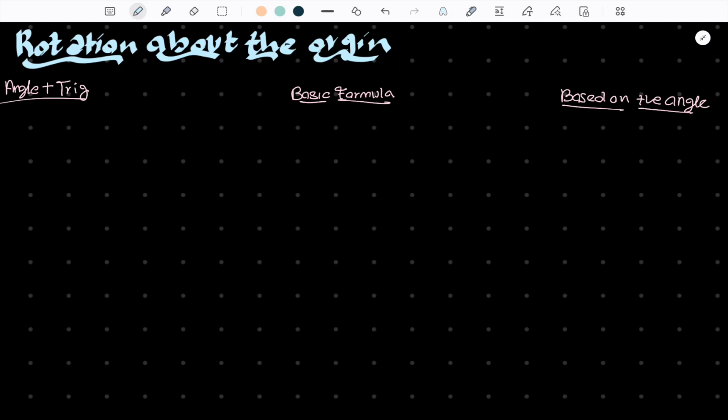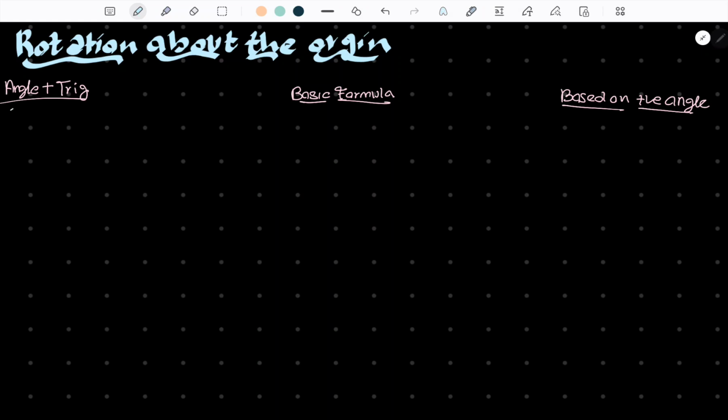So first, there are three ways that I've seen that you can use in order to find the rotation of a point. The first one is using the angle and trigonometry. The other one is a basic formula that you can just plug numbers into, and the third one is based on the angle. I did talk about the one about angles and trigonometry in my last video, but I just want to reiterate it again.